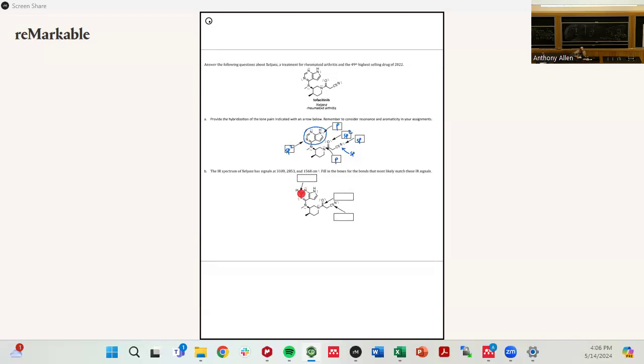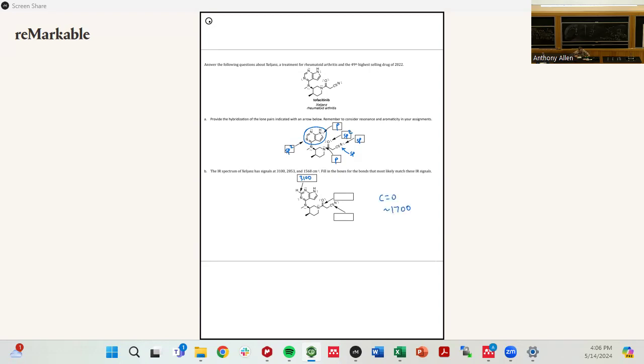CH bonds, sp2 carbons, those show up typically above 3,000. So of these 3 values, what do we think? 3,100. Carbonyls, typically around 1,700.